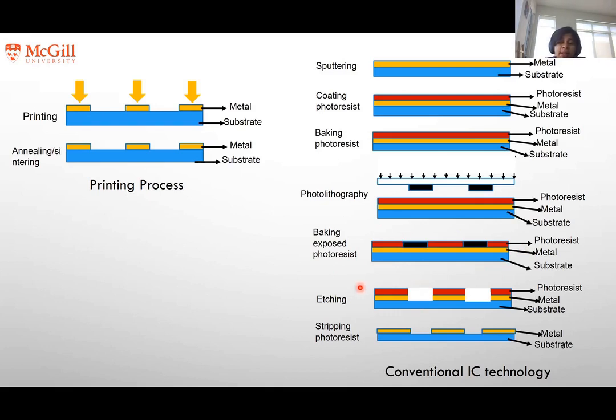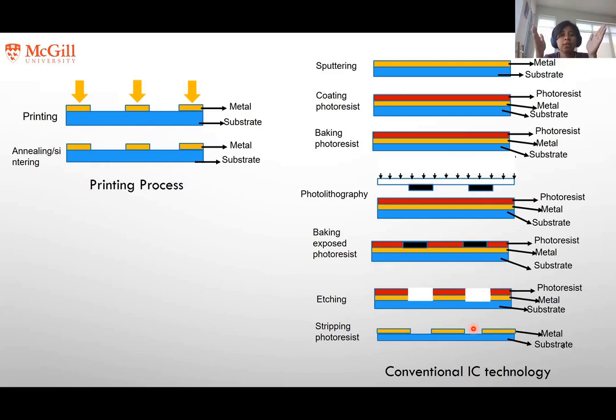Then we will go for etching. And what the etching does is wherever it has gone through the exposure, that area gets etched and the other area remains pretty intact. And then we get rid of this photoresist again, we strip it off, and then this is the final structure that we get. So you can see that to get the same structure, in the printing process it is only two steps, whereas in a conventional microfabrication technique, we go through so many steps.